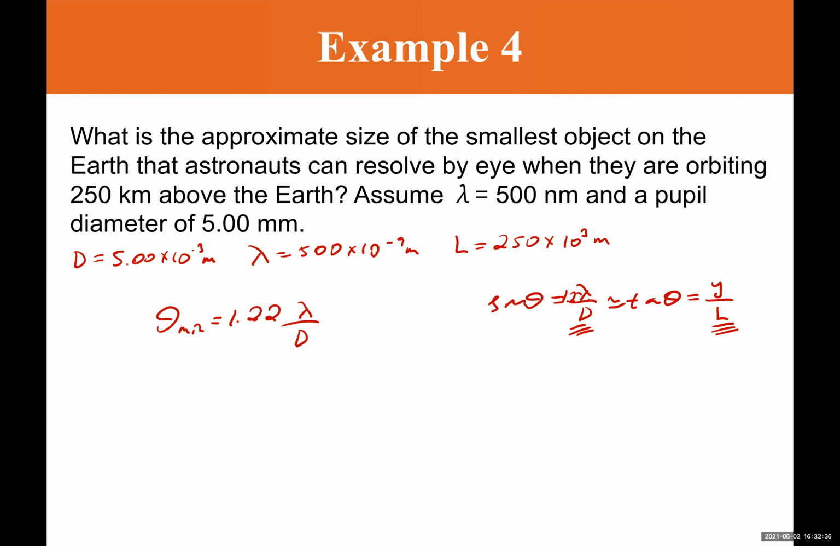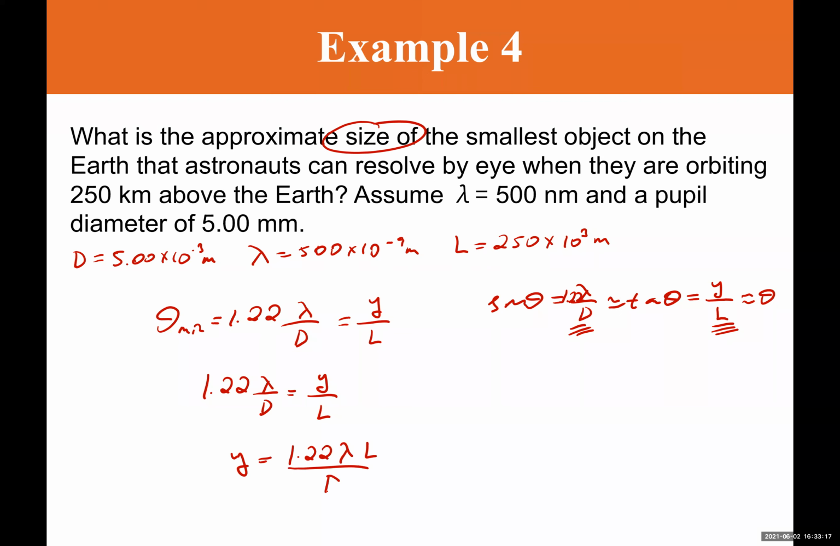Sorry, I missed 1.22 over there. All right, so theta min, which equals 1.22 lambda over d, is equal to y over L. Okay, basically using that small angle approximation because they all equal theta. That means 1.22 lambda over d equals y over L, where y is the size that we are looking for, which is the approximate size of the smallest object. So rearranging this, y equals 1.22 lambda L over the diameter.